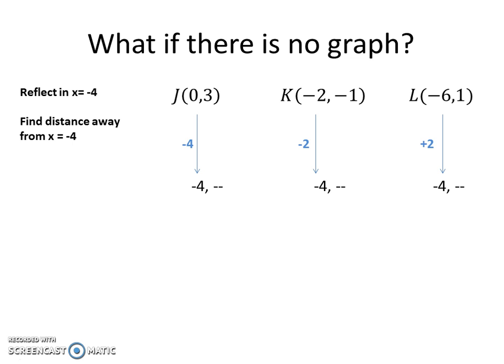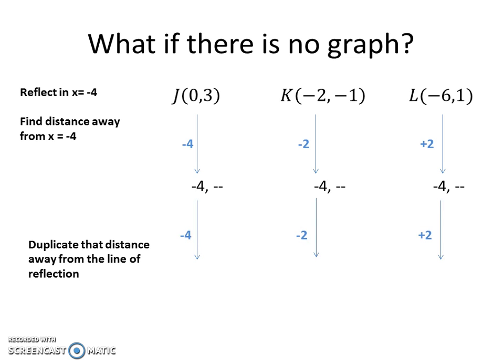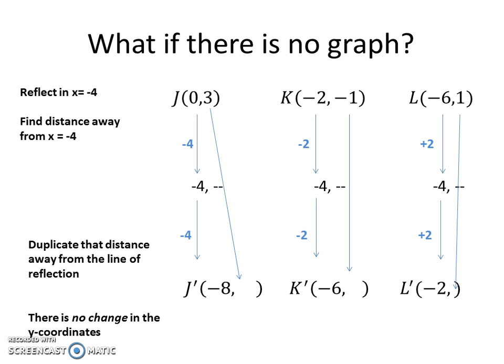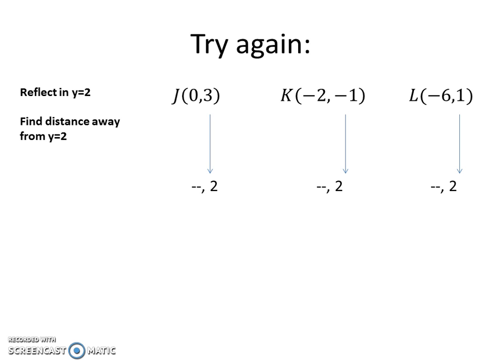Those are the distances: -4, -2, +2. If x equals -4 is right in the middle, we have to duplicate the same distance on the other side. So we take -4 minus another 4, -4 minus 2, -4 plus 2, and we get those new x coordinates. The y's don't change at all, so they stay exactly the same as they are. You can try the next example again. You can pause here. We'll have the answer show up in just a minute.